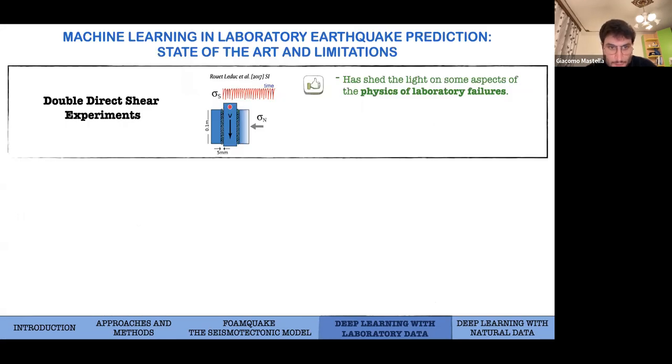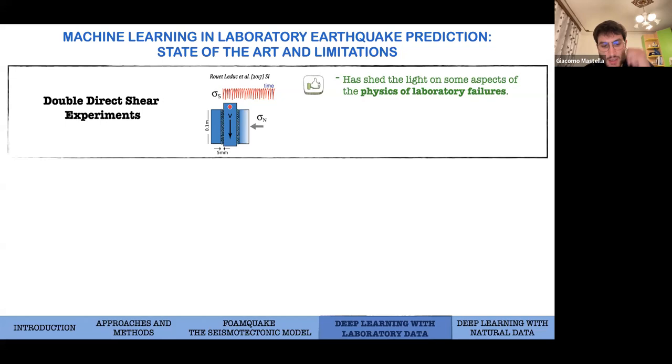So in the last few years, machine learning has completely revolutionized our way of thinking about laboratory earthquake prediction, but I would say even about our idea of predicting natural earthquakes. Machine learning has been applied, for example, in double direct shear experiments, where it has shed light on several aspects of the physics of laboratory failures.